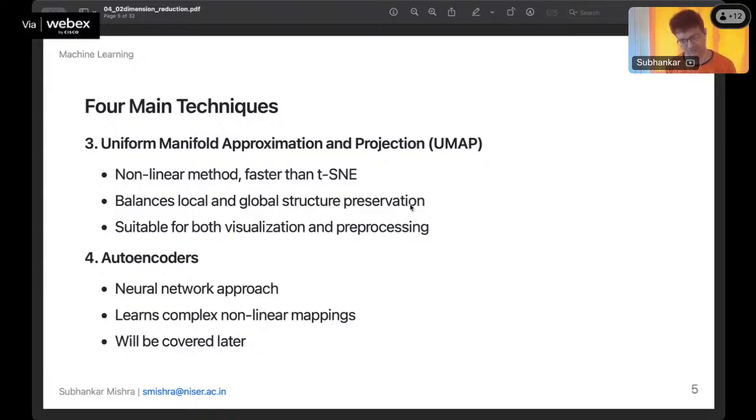There are many variations of it, and Professor Sen and Saurav, his PhD student, have a paper on this, on how to use one of the variations of autoencoder to do the mapping.